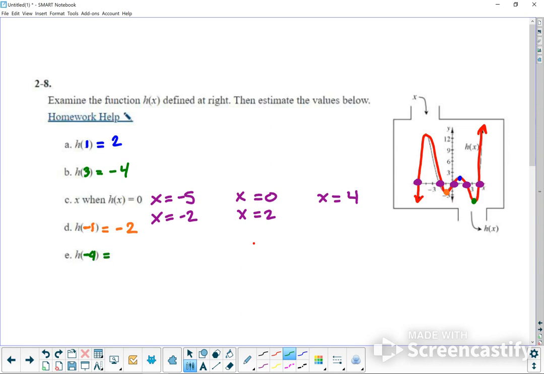Okay. How about when x is negative 4? Right? What is the value? So let's look for negative 4 on the x. Negative 4 is right here. Okay. Where does the function h live? It lives all the way up here. Okay, the y value is all the way up there. That looks like maybe roughly 12, maybe 13.